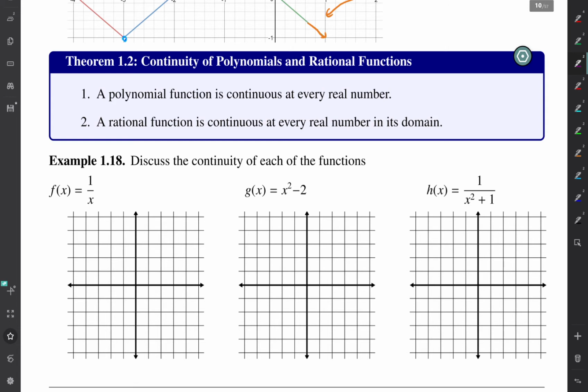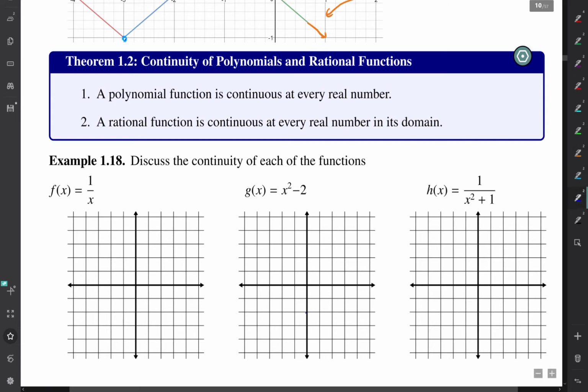So there's really nothing to worry about if you see a polynomial like g of x equals x squared minus 2. That looks something like this. We know this is going to be continuous everywhere on the real line. So this is continuous everywhere.